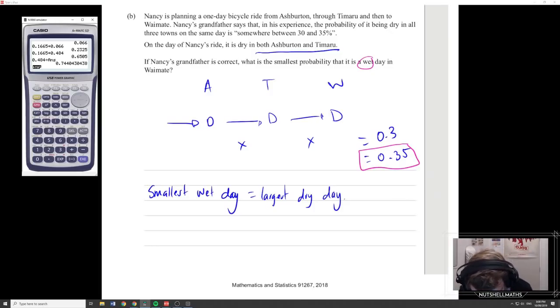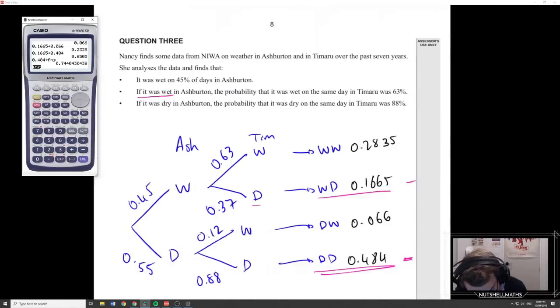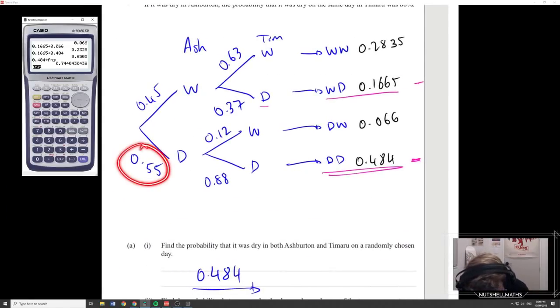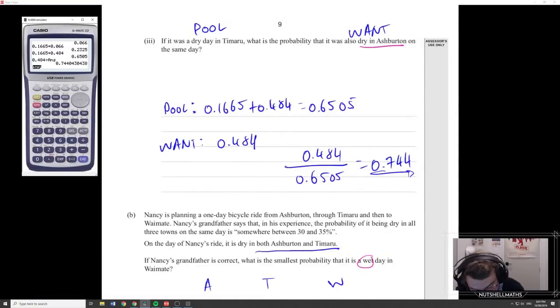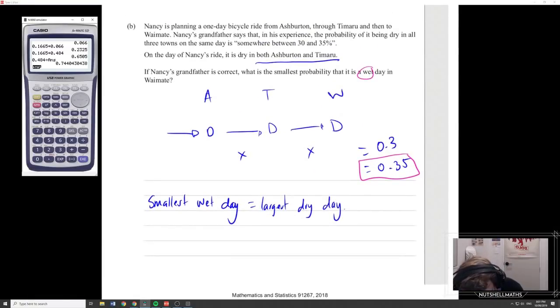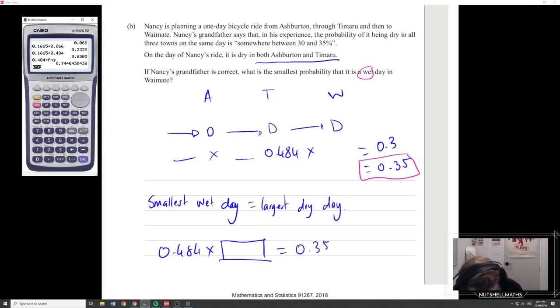The probability of Ashburton dry and Timaru dry. This is where I'm looking. We've already done Ashburton dry, Timaru dry, 0.484. So this whole thing here, some number times some number, is 0.484. So we got 0.484 times another dry probability is equal to 0.35.